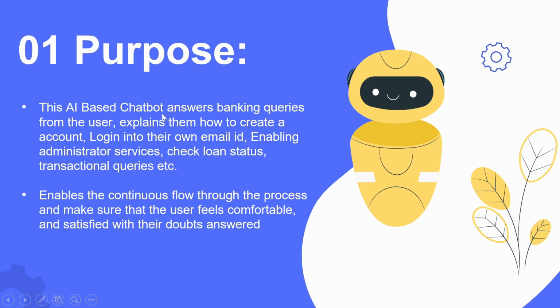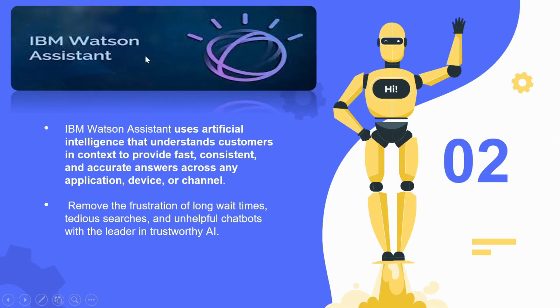So this AI-based chatbot answers banking queries from the user and explains how to create an account, log in with their own email ID, enable administrative services, and check loan status. These actions are performed in the chatbot, and we ensure that there is a continuous flow throughout the process so that the user feels comfortable getting all their queries answered and always feels satisfied. This is the main part of the project, where I'll be using Watson Assistant.